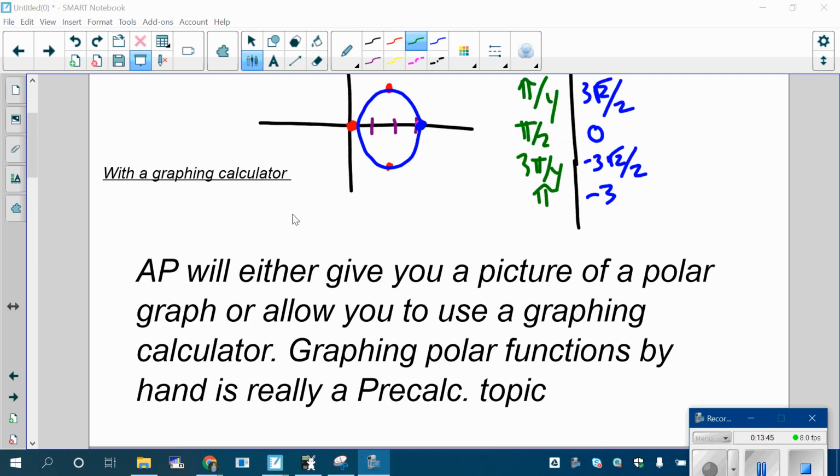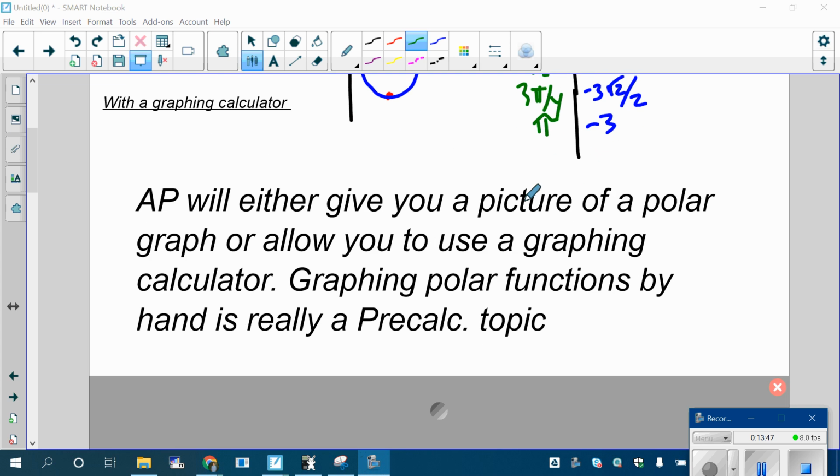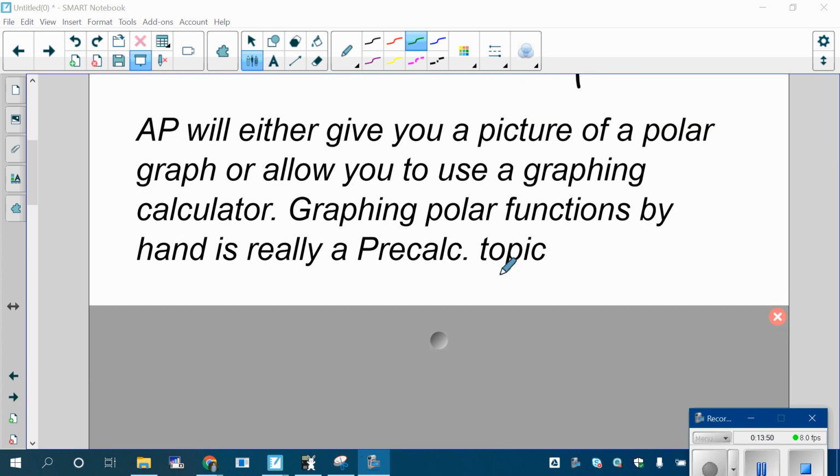This is nice. So we're really not going to do this table thing, but they're either going to give us the picture or they're going to let us use our graphing calculator to graph it. Cool.